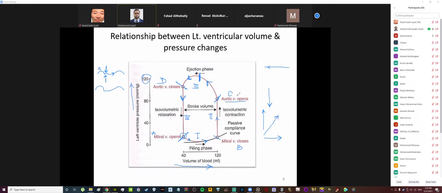What is there in the wall of the aorta? Elastic tissue. Because of this elastic tissue, when you pump a large amount of blood in the rapid ejection phase, the aorta bulges and stretches, isn't it? But there is one benefit we are getting out of this bulging. What is the benefit we are getting because of this stretching of the aorta?